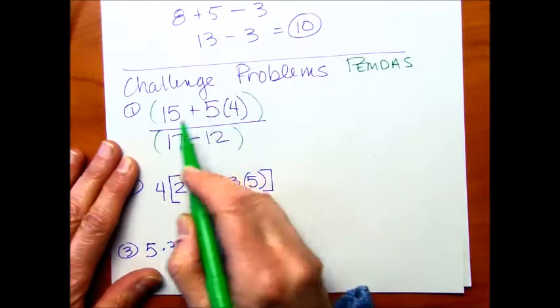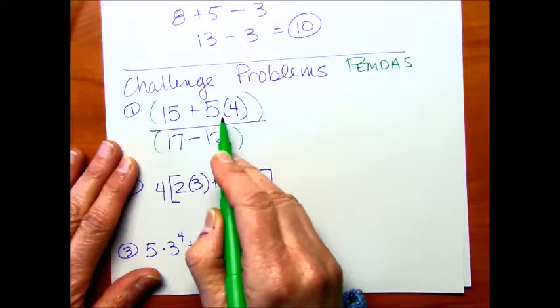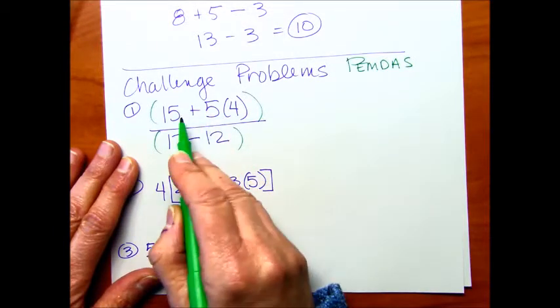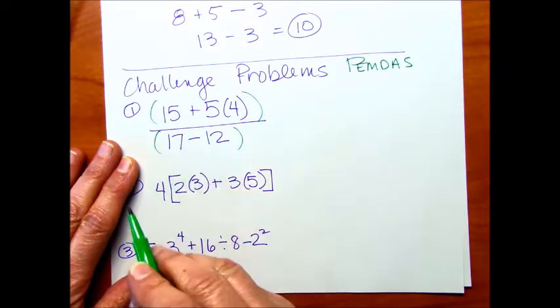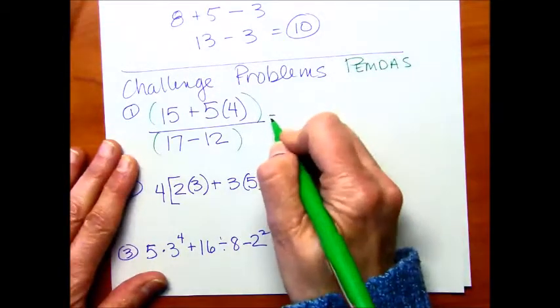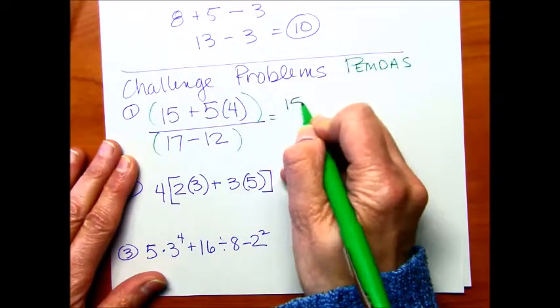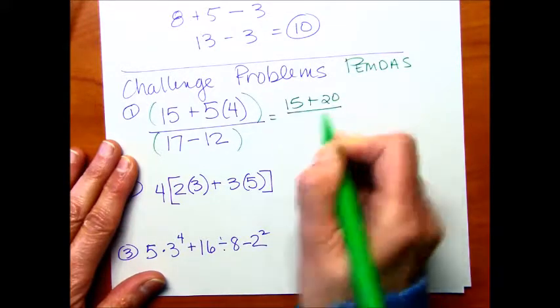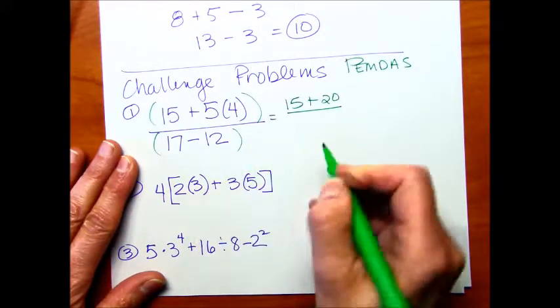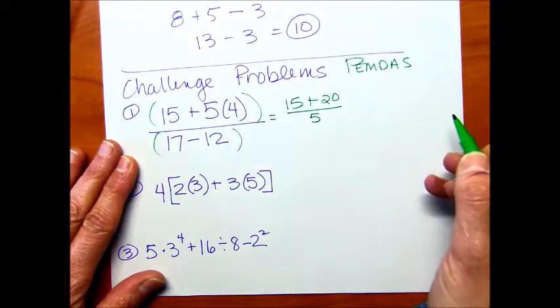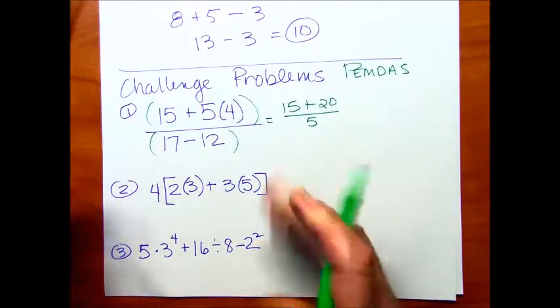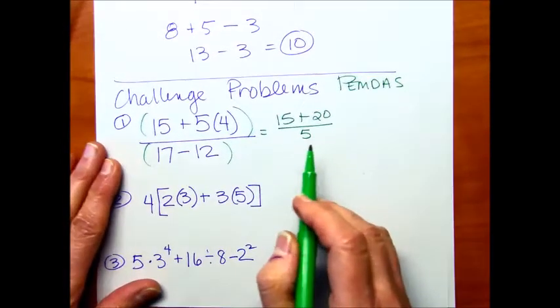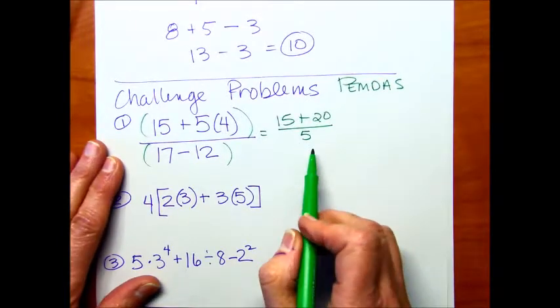Okay, let's go ahead and rewrite. We're going to solve this, and then we'll add, and then we'll go ahead and subtract down below. So I'm just going to rewrite it. 15 plus 20. 17 take away 12 is 5. Okay, so we've really made it look a little smaller, a little more manageable and less scary.